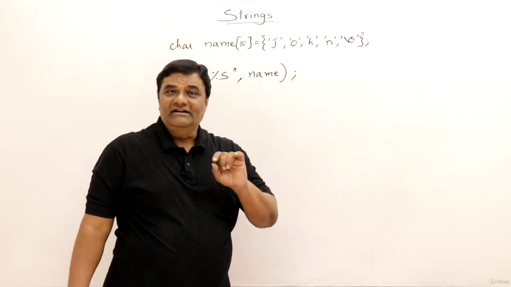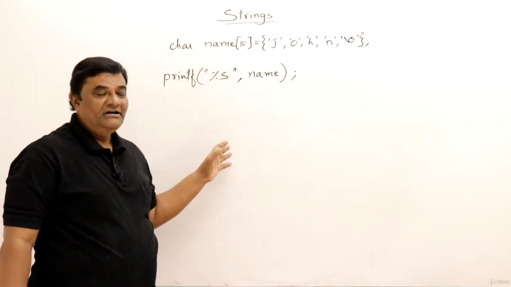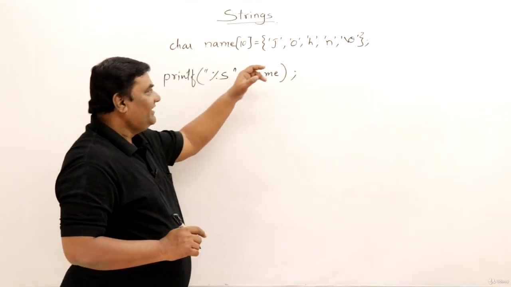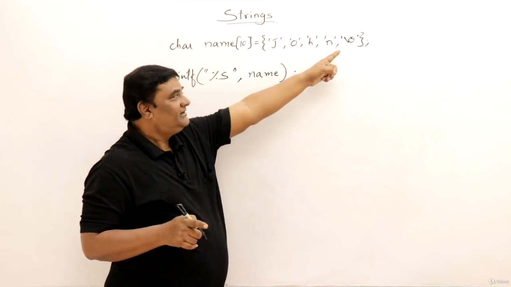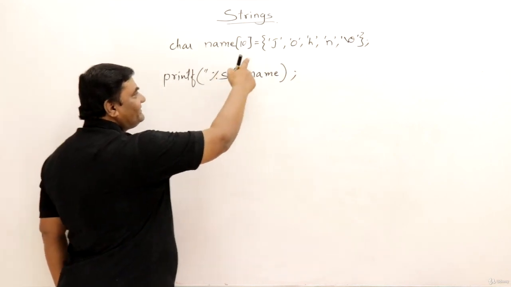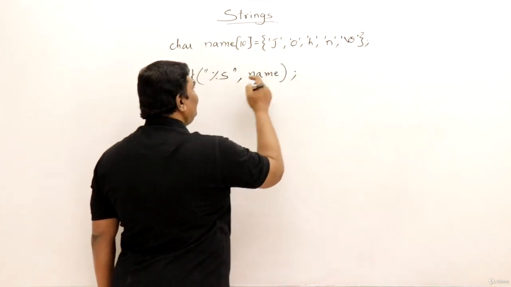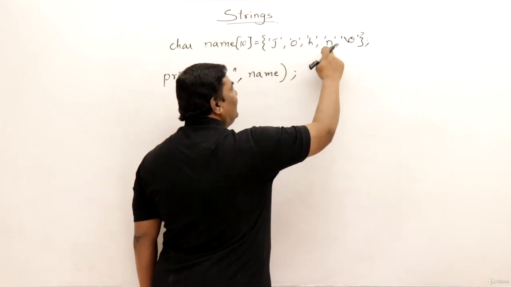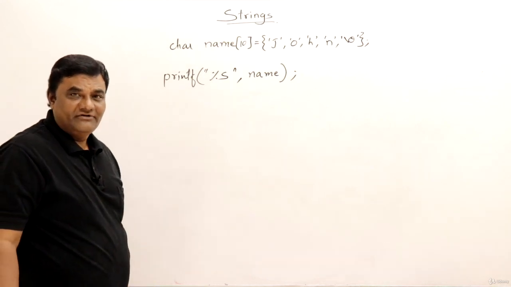It is not possible for any other type of array. Remember this, it's not for integer or float, where you give the name and it displays the entire array. No. Here printf knows till where it has to print the alphabets, because it keeps printing the alphabets on the screen until it finds \0, right? So this will print this complete name and it will stop when it reaches \0. How will it do it? It will print first J, then O, then H, then N, then \0, it will stop, right? So that's how printf works.